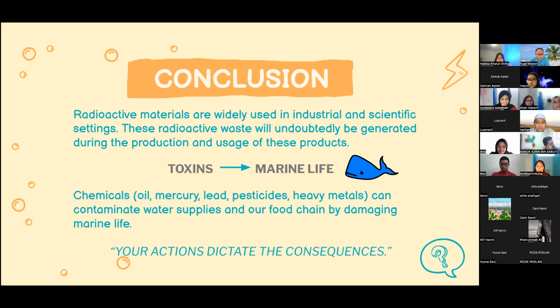So chemicals like oil, mercury, lead, pesticides, and other heavy metals can contaminate water supplies and our food chain by damaging marine life. This has an impact not only on aquatic life, but also on humans. When people are exposed to these harmful compounds for an extended period of time, it can cause serious health problems such as hormone imbalances, reproductive disorders, and damage to our neurological systems and kidneys. So who is responsible for this? I guess we all know the answer. As they say, your actions dictate the consequences, or what goes around comes around.